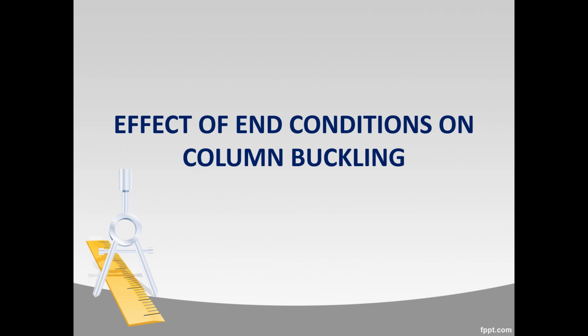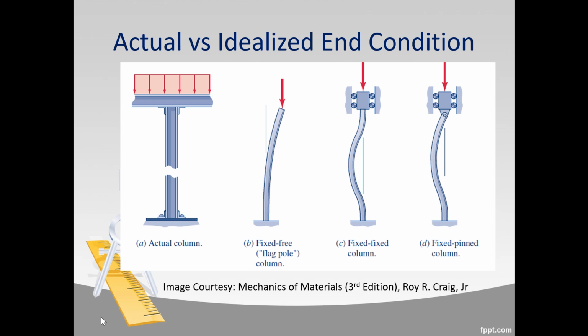Let's look at the effect of end conditions and column buckling in today's lecture. In our previous lecture, we derived the value of the critical buckling load PCR and the critical buckling stress sigma CR for an ideal column with pin-jointed ends at both ends.